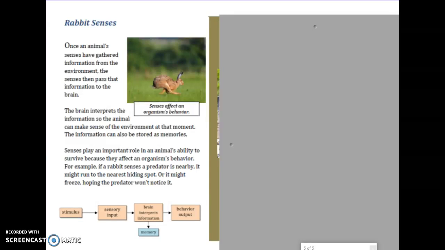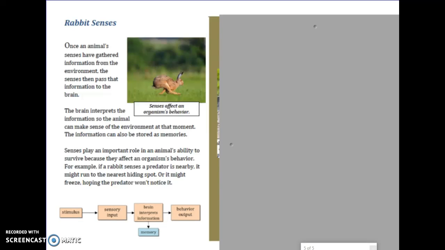Rabbit senses. Once an animal's senses have gathered information from the environment, the senses then pass that information to the brain. The brain interprets the information so the animal can make sense of the environment at that moment. The information can also be stored as memories.